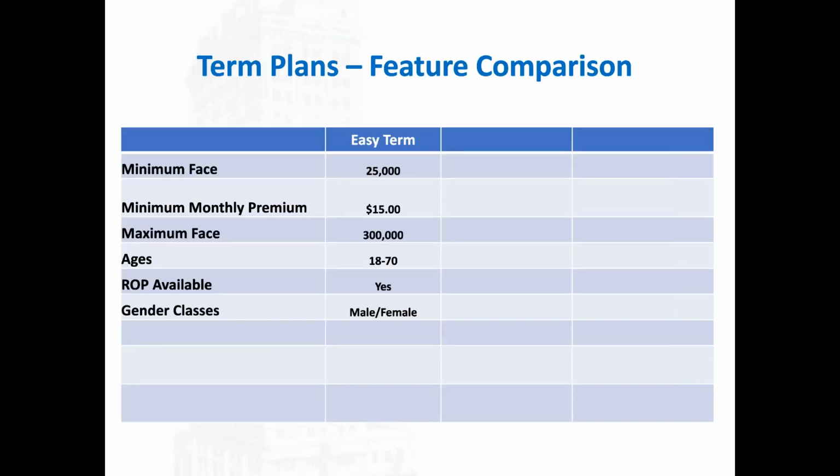Okay, so let me compare and contrast the three products to each other real quick. So easy term, remember 25,000 minimum, 300,000 maximum, goes up to age 70, and return of premium is available on it. That mortgage protection series we talked about was 25 and 300,000, the same. The maximum age is only 65, but return of premium is still available, and it looks at men and women as having the same rate.